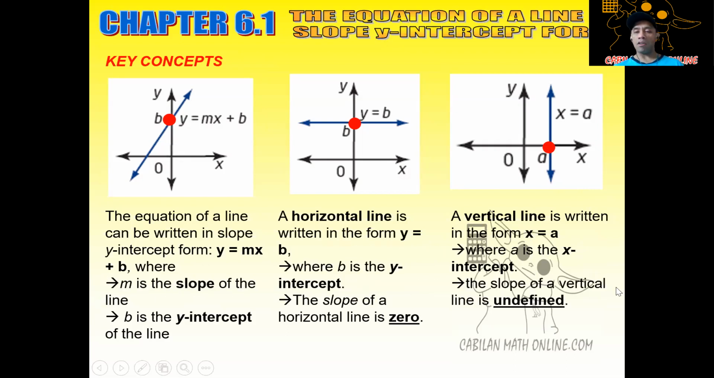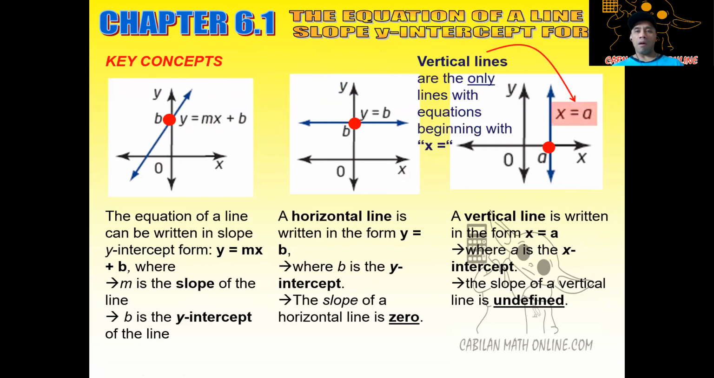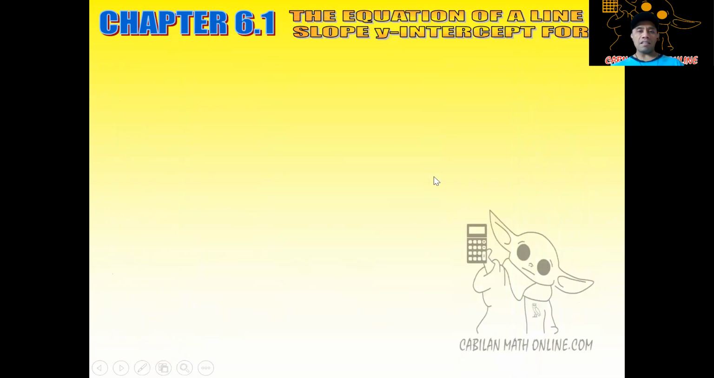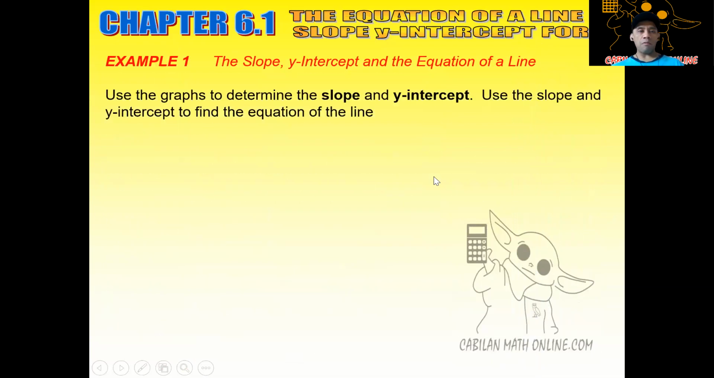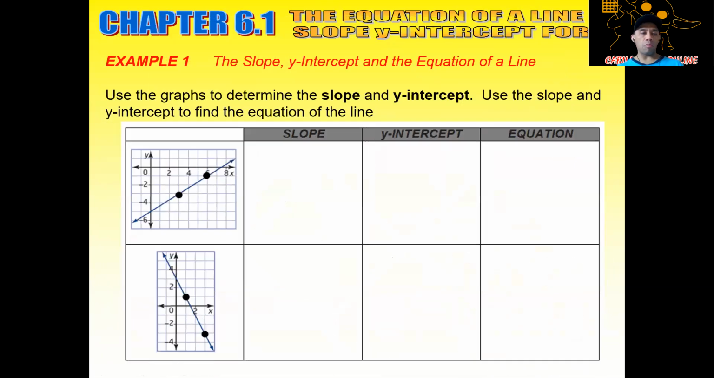Just a reminder that the slope of all vertical lines, no matter how long or how short, will always be undefined. And just another reminder, as I said before, vertical lines are the only lines with an equation of x equals. So just keep that handy when we get to those examples. All right, let's see some examples dealing with lines here, and let's start off with two lines that you're relatively familiar with.